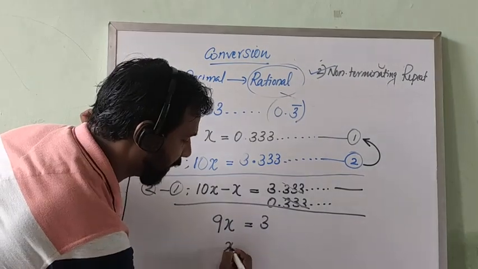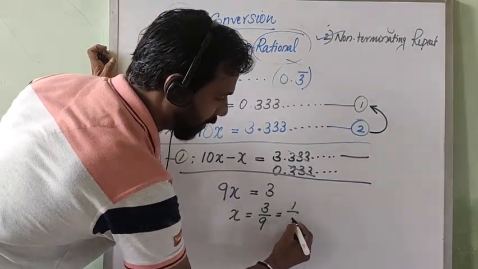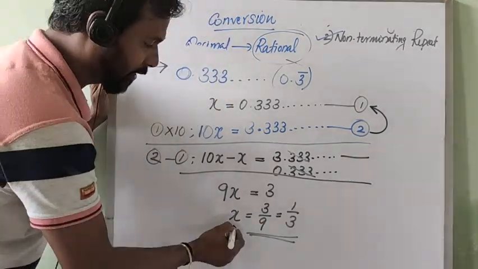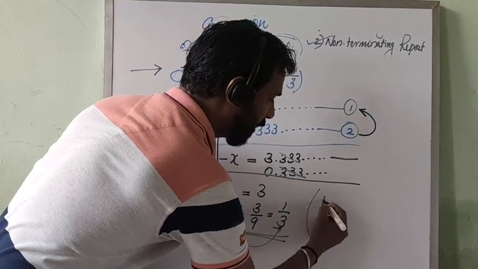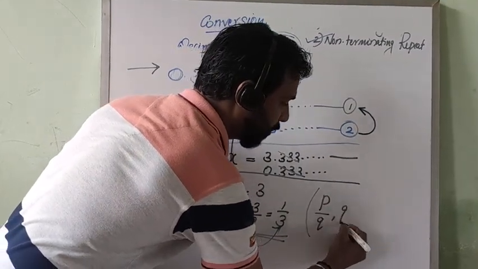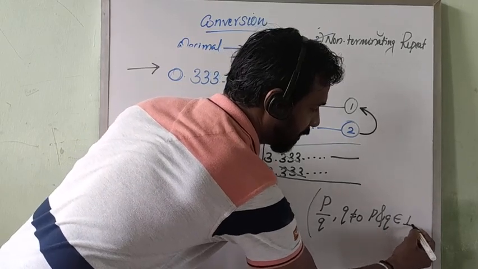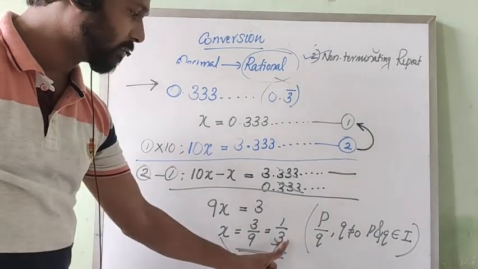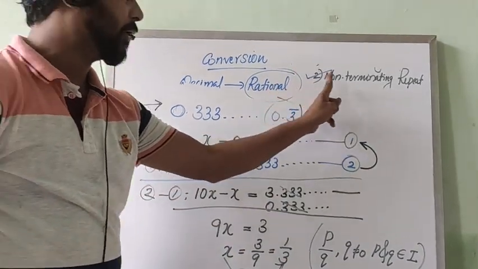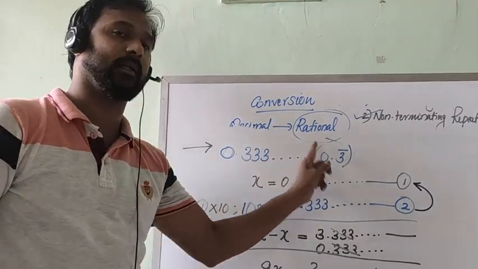Now it is easy to find x. How much is x? 3 upon 9. How much is it? 1 upon 3. So we are getting x is equal to 1 by 3, which is again of the form P by Q, where Q is not equal to 0, and both P and Q are integers. Therefore, 1 by 3 is equal to x, the rational form of the non-terminating repeating decimal 0.333, etc.